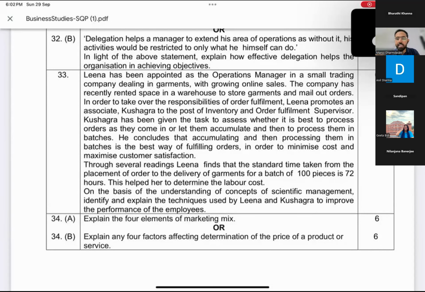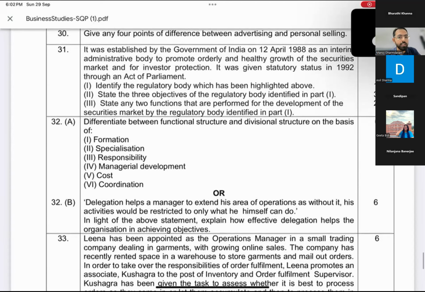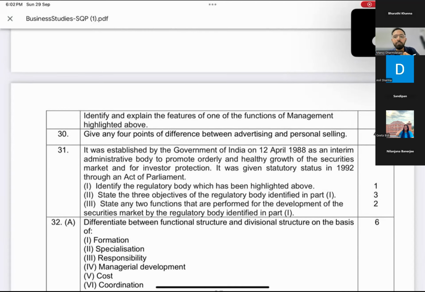If you can see, a 6-mark question from this remembering category is given here. Then 6 marks, this 32nd question, this is also a direct question: differentiate between functional and divisional structure, and the other one from delegation. So two questions of 6 marks are direct. Then one more question from the 4 marks category: give any 4 points of importance of difference between advertising and personal selling.